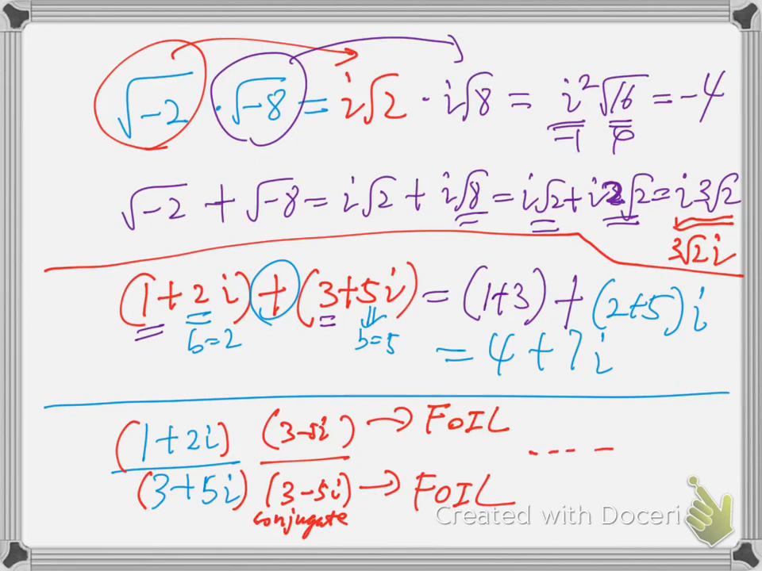So this is the complex numbers. It's completely new for some students. After practice, this part is not hard. So that's it for 7.6, complex numbers and the square root of negative numbers.